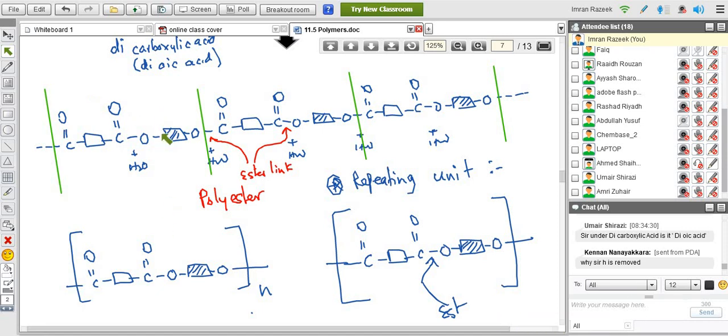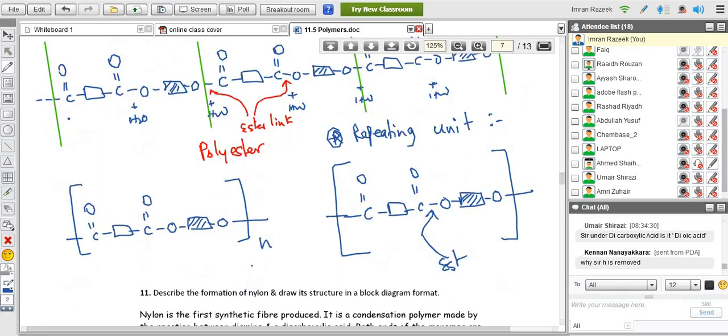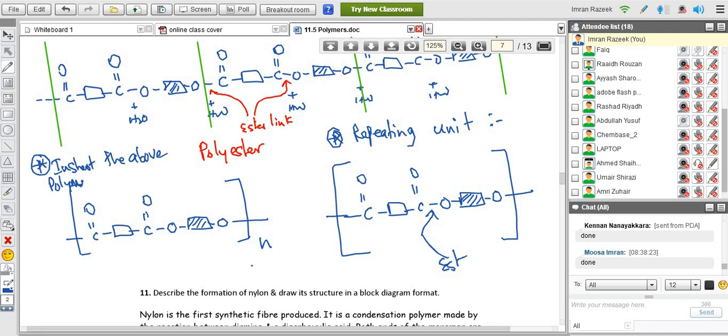H is removed with OH. That's how the ester is formed, because the ester linkage is formed by removal of H with the OH. H of the alcohol, OH of the carboxylic acid. You can write here, in short, the above polymer may also be represented as, and you can copy the short form which includes the N.